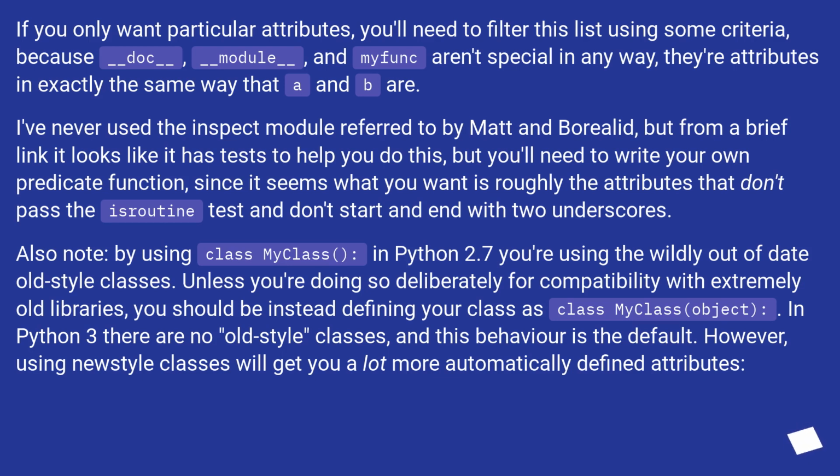Also note, by using class MyClass(): in Python 2.7 you're using the wildly out-of-date old-style classes. Unless you're doing so deliberately for compatibility with extremely old libraries, you should instead define your class as class MyClass(object):. In Python 3 there are no old-style classes, and this behavior is the default. However, using new-style classes will get you a lot more automatically defined attributes.